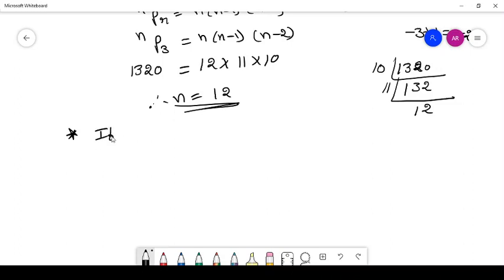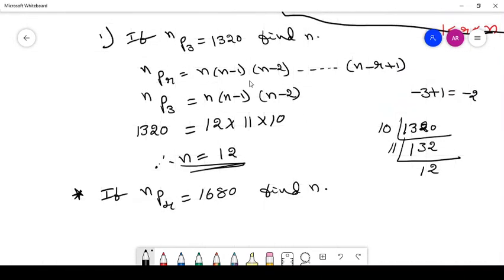If nP4 is equal to 1680, find n. In the first problem, nP3 is equal to 1320, we find n. Here nP4 is equal to 1680, find n. You can take similar steps. nPr is equal to n into (n minus 1), (n minus 2) up to (n minus r plus 1).